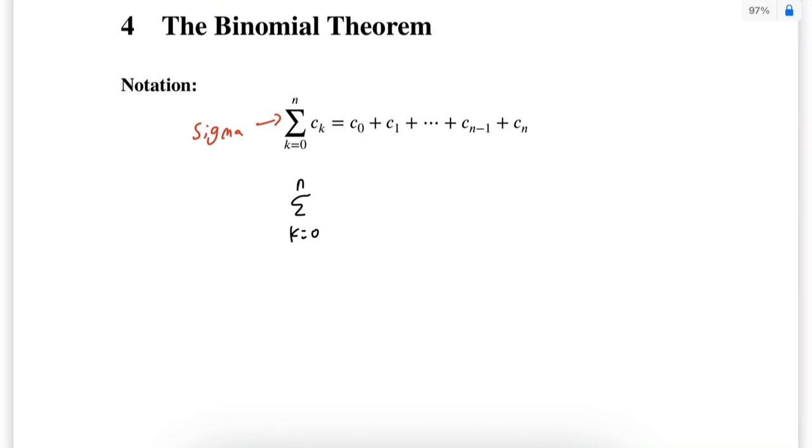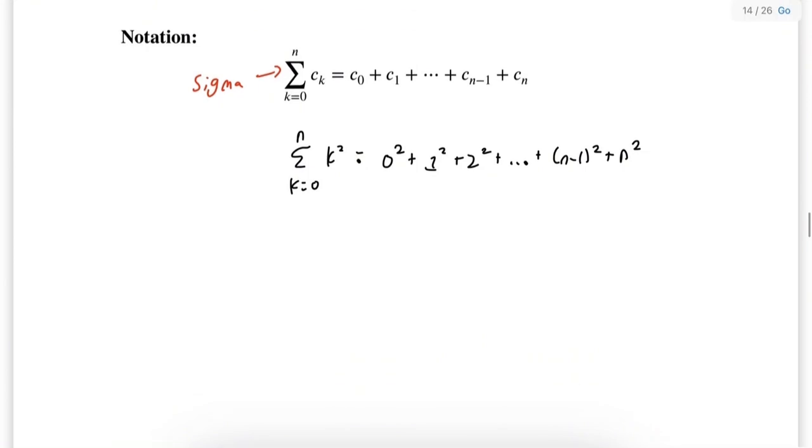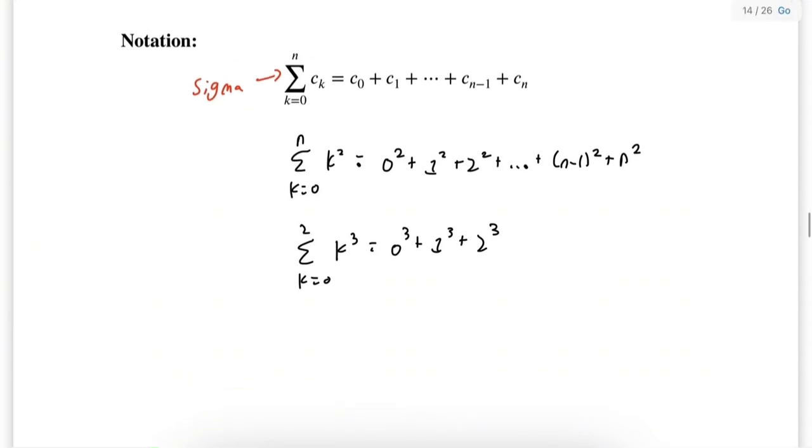For example, the sum from k equals 0 to n of k squared. So it's 0 squared plus 1 squared plus 2 squared, and so on, up to n minus 1 squared plus n squared. Right? And we can have a definite value as well. Like you can do k equals 0 to 2 of k cubed, for example, which is just 0 cubed plus 1 cubed plus 2 cubed, right? So this is summation notation. It makes certain things a lot easier, and we'll use it later on. It's helpful to get familiar with it.